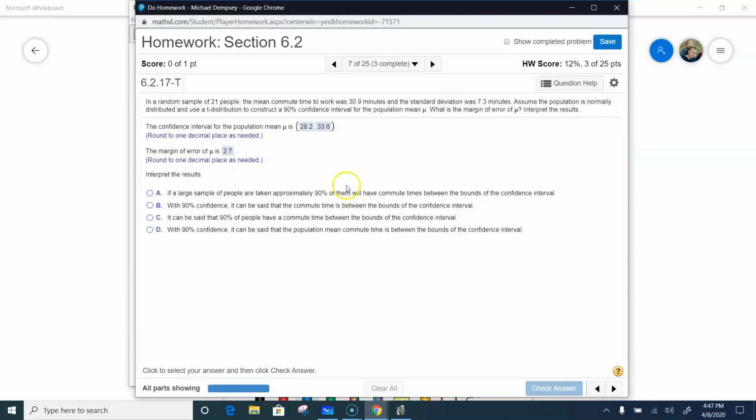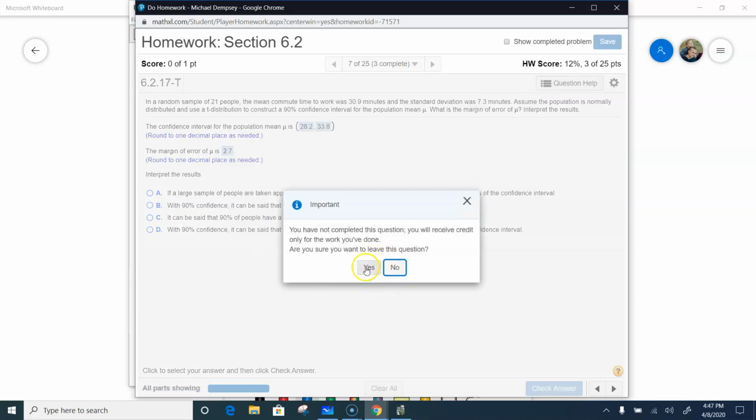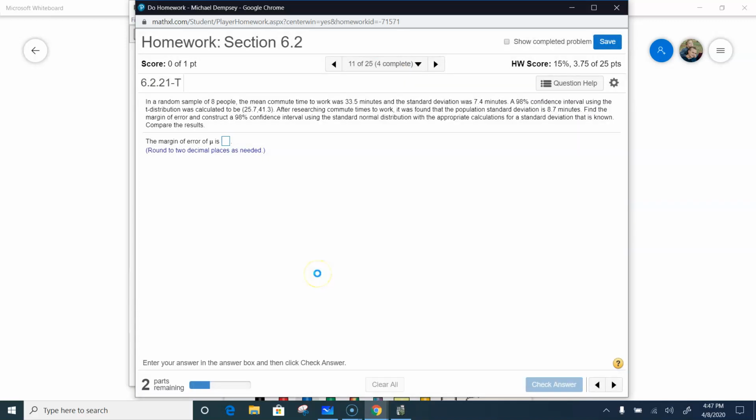Okay, and the rest of this just asks you for interpretation of confidence interval, which again is something that we've looked at in the last section, so I won't spend a whole lot of time looking at that tonight. We'll move on.